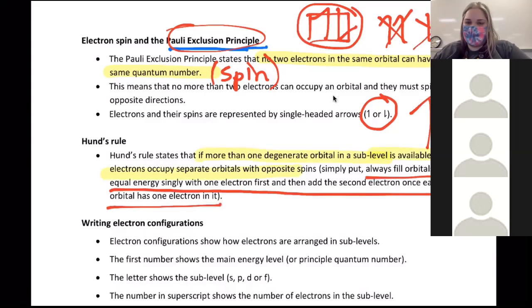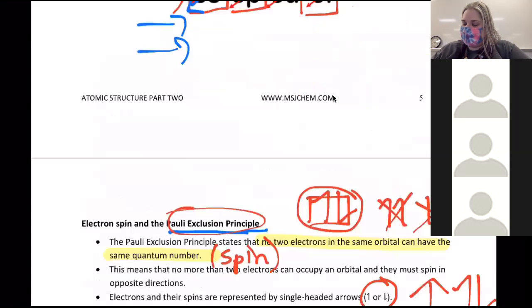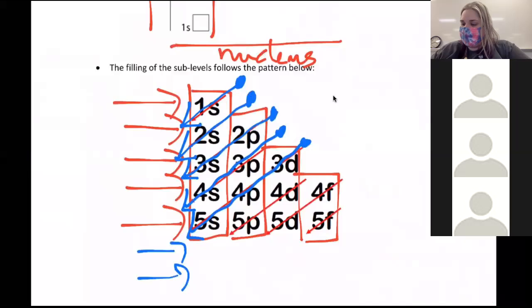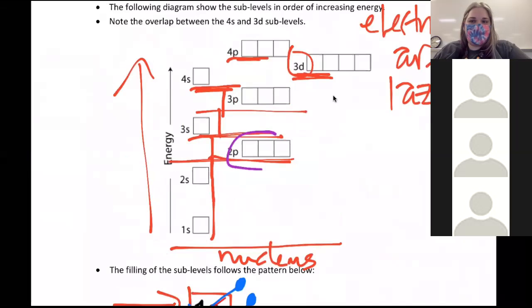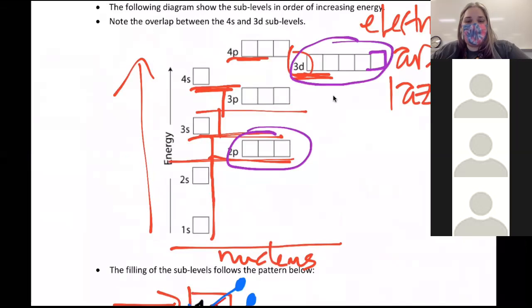So notice it says it's only with orbitals of equal energy, and that's only going to be for P, D, and F, okay? Because if I come back up here and look at this, P has 3 orbitals and they're all equal energy, so it's got 3 boxes. D, and there's actually a typo here, this should have 5 boxes on it, so you can change that in your notes and add that 5th box on there. But D has 5 orbitals, okay, and they're all equal energy.